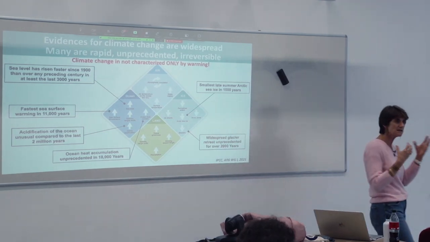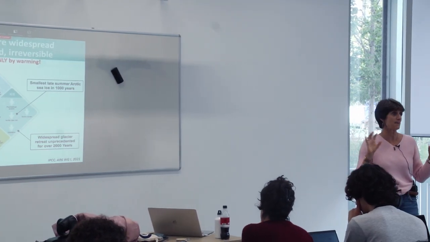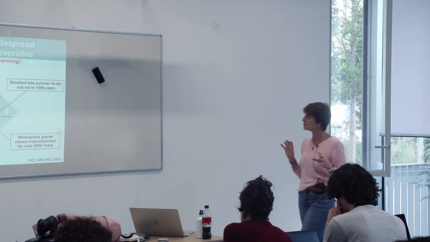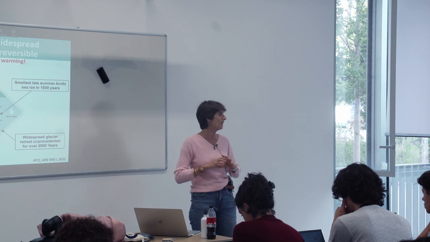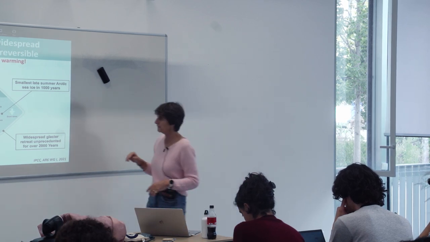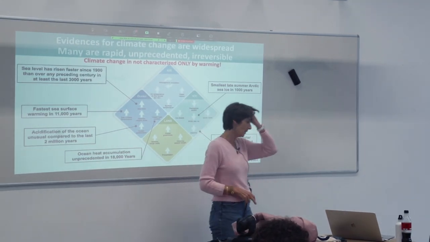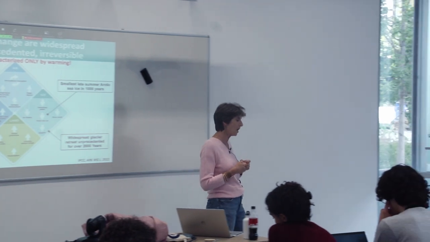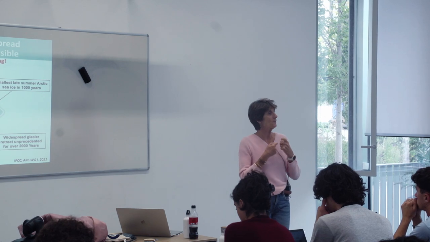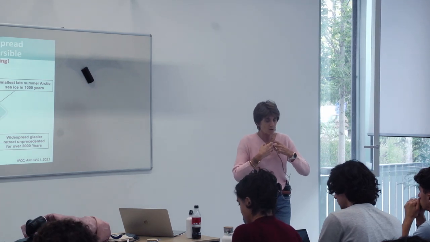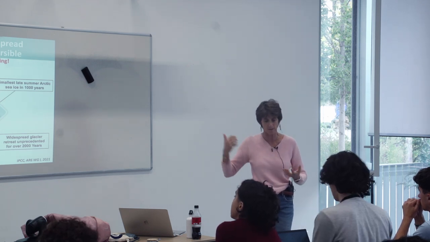So you see, you are seeing in every compartment of the climate system signals of this climate change. And some of them have not been seen for more than several thousands of years. And the last very important thing is the accumulation of heat inside the ocean that is unprecedented for the last almost 20,000 years. So in fact, we are storing most of this energy that we are providing to the atmosphere. I'll come back to that.